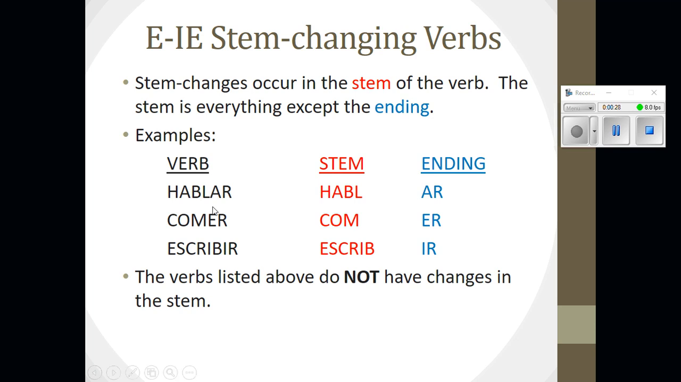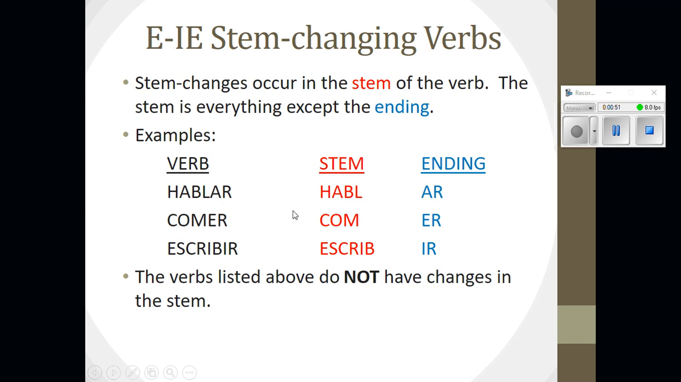All right, so here are some examples. We know these verbs already: hablar, comer, and escribir. Notice these are all examples of AR, ER, and IR verbs because we know there are three types in Spanish, and they are AR, ER, and IR. Okay? Well, we know those are called the ending. AR, ER, IR are the endings of the verb, and everything that is left over when you remove the ending is called the stem. Okay?